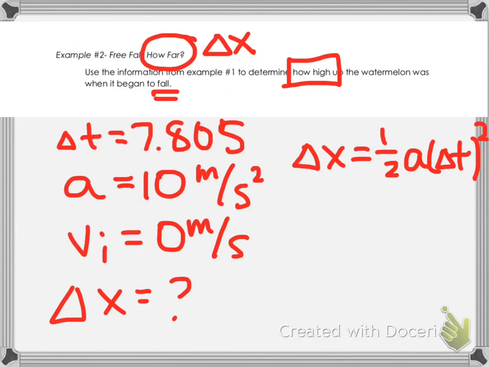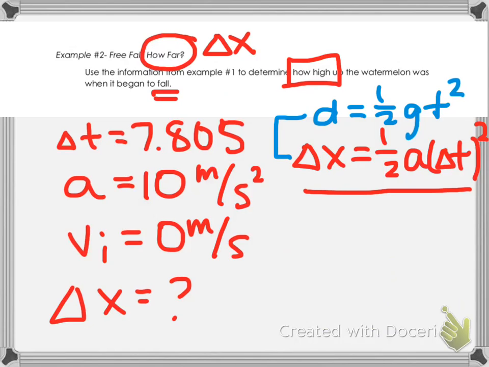Now in the textbook, they use the equation d equals 1/2 g t squared. These two equations are very similar. They're telling you the same thing. The only difference is we use different symbols in our class than they do in the textbook. So I would like you to use this equation here.